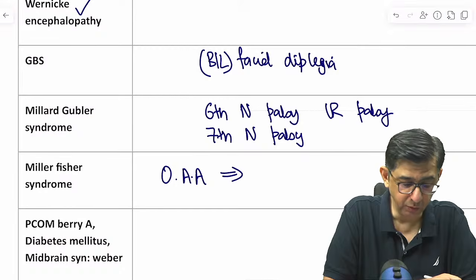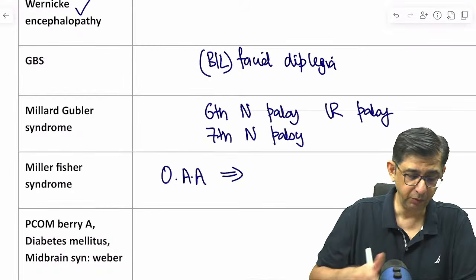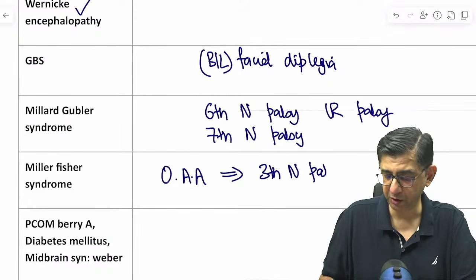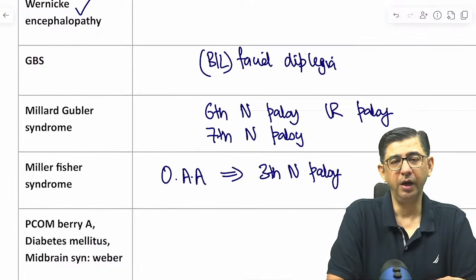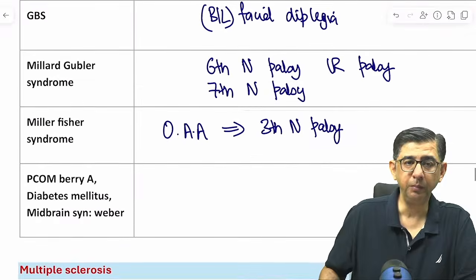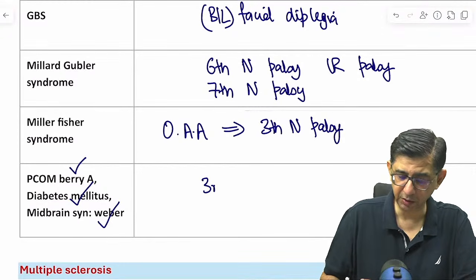So in this case, what is the nerve that would get involved for the ophthalmoplegia component? The answer would be third nerve palsy. In Miller-Fisher syndrome, it's again a third nerve palsy that would be responsible, in contrast with Wernicke's, which is the sixth one. Then comes PCOM, diabetes mellitus, midbrain syndrome, Weber. In all of these, the answer is third nerve palsy.